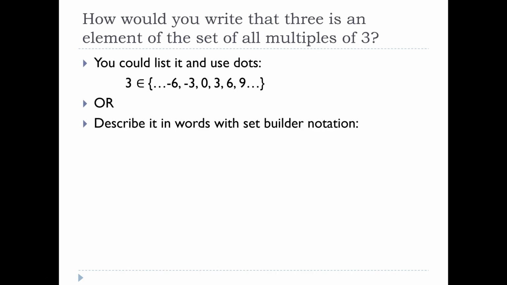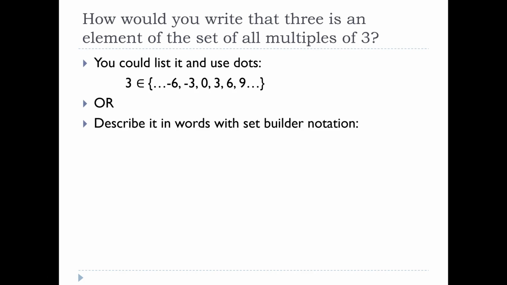So for the first one, I bet you forgot about the negative multiples of 3, right? But that's okay. You would write -6, -3, 0, 3, 6, 9, ... with ... on each end to show that it goes on forever, each direction. Those are all multiples of 3 because -6 is 3 times -2. -3 is a multiple of 3 because it's 3 times -1. 0 is 3 times 0. 3 is 3 times 1, and so on.